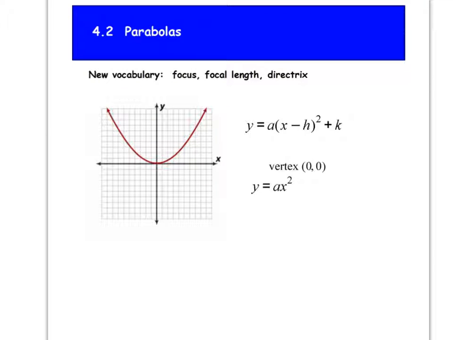Lesson 4.2, Parabolas. In this lesson, you're going to learn some new important vocabulary: focus, focal length, and directrix. We're going to start with a parabola whose vertex is centered at (0, 0). So here's the general equation in vertex form. By leaving the vertex at (0, 0), that equation will simplify to y equals ax squared.